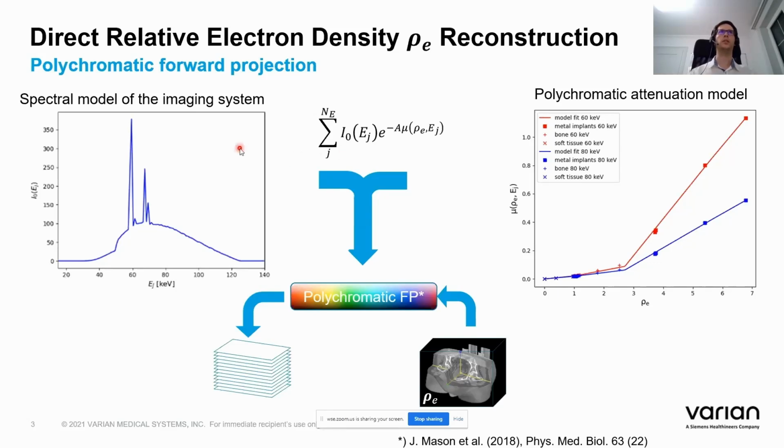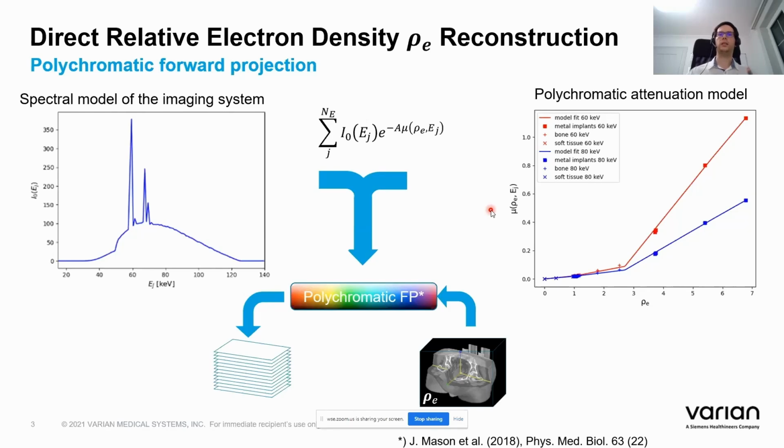To describe the spectral properties of the imaging system, we run Monte Carlo simulations of the photon flux, the filtration, and the detector efficiency. The resulting polychromatic spectrum was calculated for each detector pixel. However, here for illustrative purposes, we show an example of a line at the central detector pixel in the left plot. In the plot on the right, you can see a visualization of the polychromatic attenuation model.